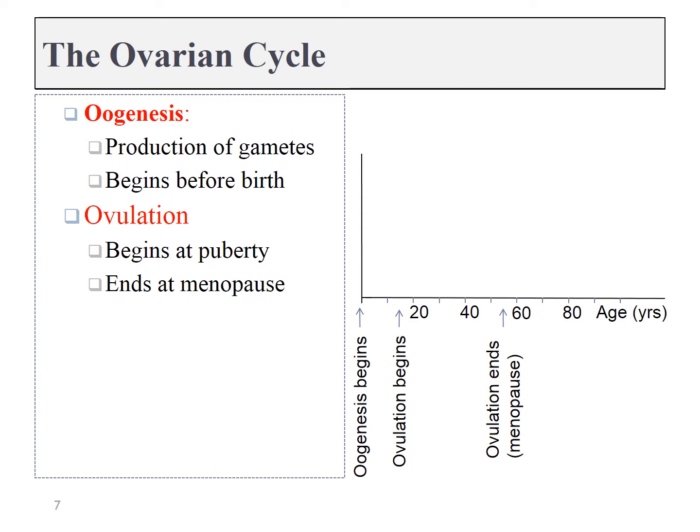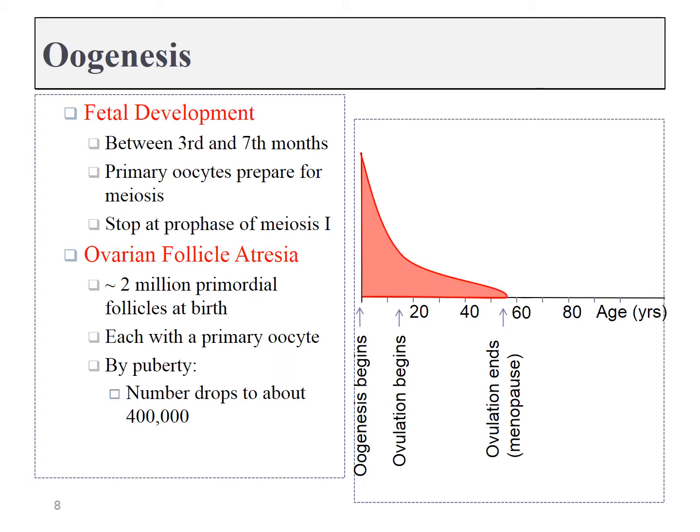The production of those gametes begins before birth, but then takes a break. Ovulation of the oocytes doesn't begin until much later during puberty and ends at menopause. So this is very different from the male reproductive system. The production of eggs begins before birth. The stem cells will enter meiosis, but halt during meiosis 1, and will not begin again until puberty.